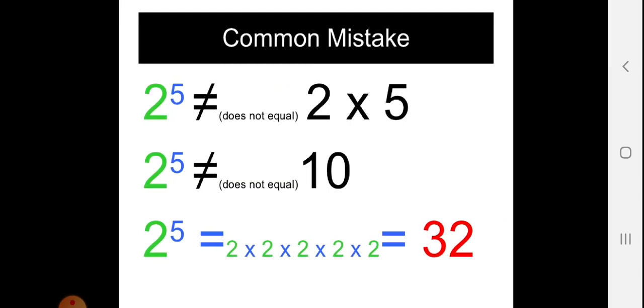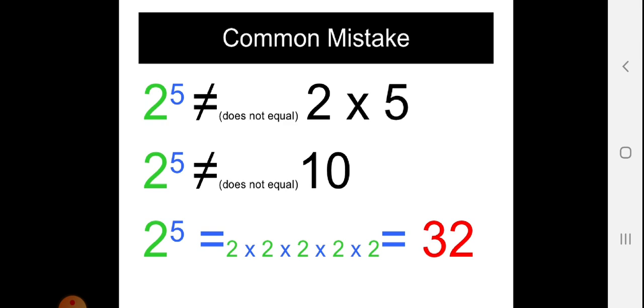Now, what common mistake does a student generally make? Now 2 raised to 5 doesn't mean 2 into 5. 2 raised to 5 is 2 into 2 into 2 into 2 into 2, that is 32, not 2 into 5, 10. 2 raised to 5 does not equal 10, but 2 raised to 5 equals 32. So don't make such a mistake.